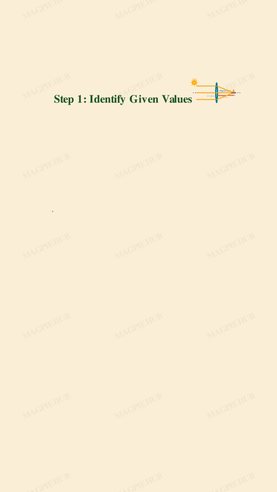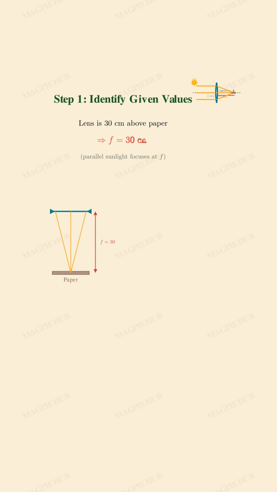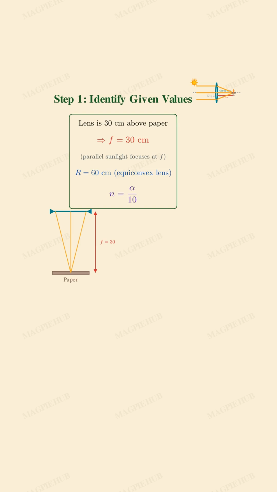Step 1. Identify the given values. The lens is kept 30 centimeters above the paper, and sunlight, which consists of parallel rays, focuses at the focal point. Therefore, the focal length f equals 30 centimeters. The radius of curvature r of the equiconvex lens is 60 centimeters. We need to find alpha, where the refractive index n equals alpha over 10.